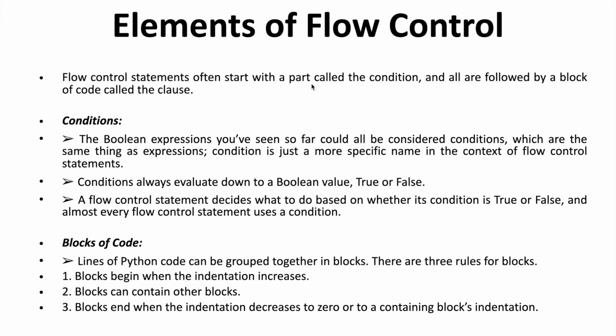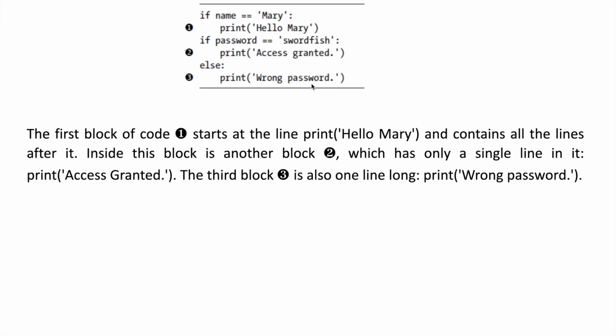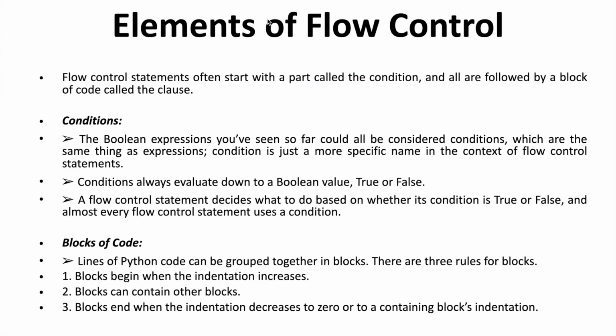Conditions means the Boolean expressions you have seen so far could all be considered conditions. That means conditions are Boolean expressions, so conditions can be either true or false. In the same example, if name is equal to Mary, your condition is true. If name is not equal to Mary, your condition is false. So conditions always evaluate to a Boolean value. That means the output of the condition will be either true or false. I already told you that.